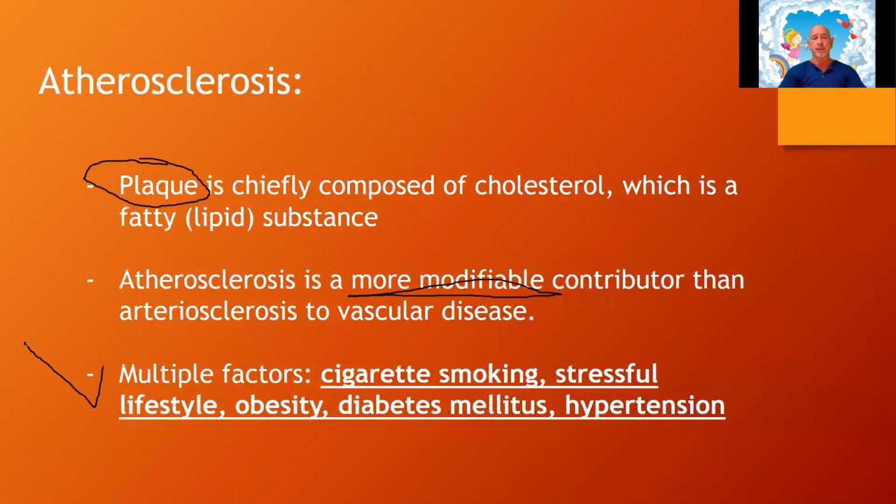Cigarette smoking, stressful lifestyle, obesity, diabetes, hypertension. These are all contributing factors. What is shown in here, diabetes and obesity, it means the diet. The diet is what contributes to arterial sclerosis. High fat diet, high carbohydrate diet, the American diet is what really contributes to arterial sclerosis. And that's one of the reasons why Americans have one of the highest rates of heart disease in the world.